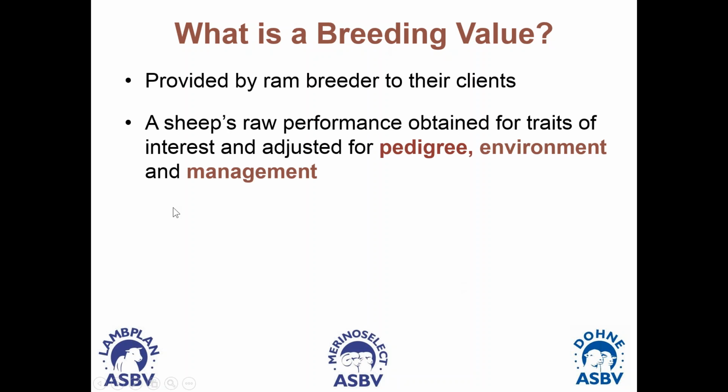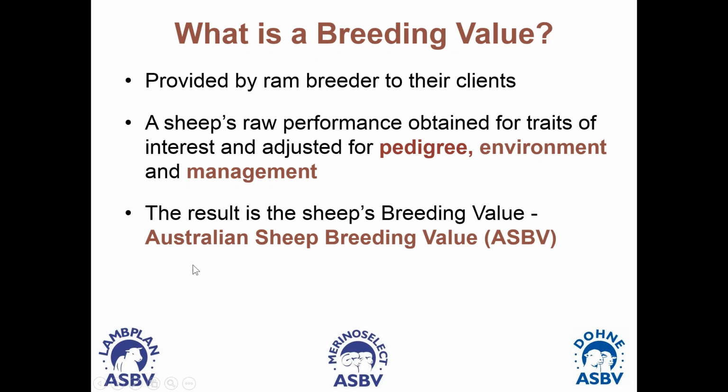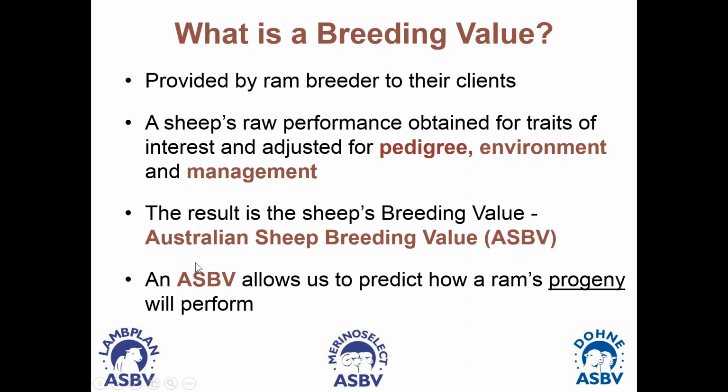So they are provided by the ram breeder to their clients. They take the raw performance information and adjust that information for things that will make it more accurate. In summary, ASBVs predict how a ram's progeny will perform. And really, if you're buying rams, that's exactly what you want. You don't make any money out of the ram per se. You make it out of their progeny, no matter what sheep you're breeding.